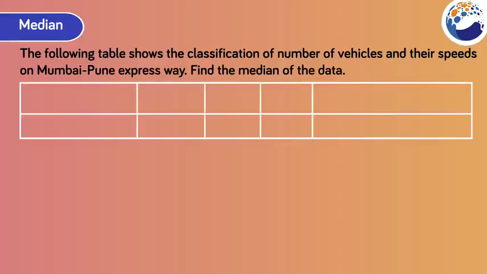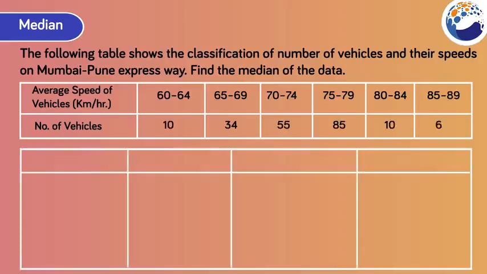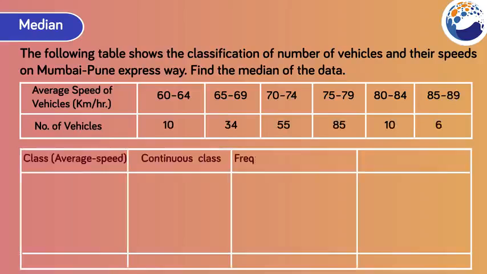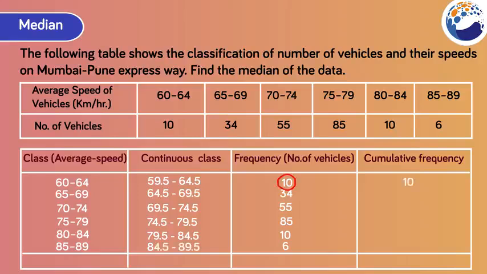Let us understand the steps to calculate median for grouped frequency distribution with the help of an example. Here, the class is not continuous. Therefore, we need one extra column for continuous class. First, we write class and frequency. Next, we make the class continuous by subtracting 0.5 from the lower limit of the class and adding 0.5 to the upper limit of the class. Now we calculate the column of cumulative frequency.